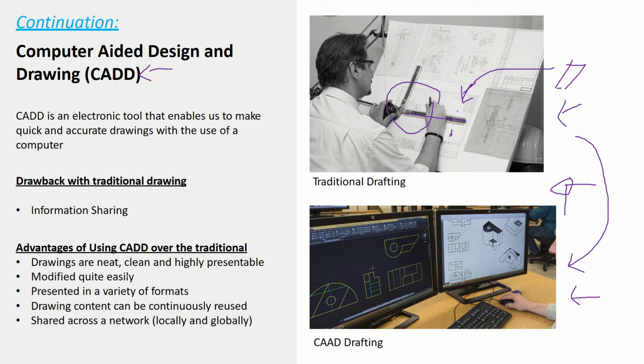Then the other advantage is modification quite easily. Remember when I told you earlier that if I asked him to change maybe a small section of this drawing, he would have to redraw this whole object. As opposed to on the computer, if I asked him to redraw a small section here, all he has to do is go back onto the computer, edit it, and reprint the modifications. Then another advantage of CAD over the traditional drawings that you've been doing and are still doing is you can present work in a variety of formats.